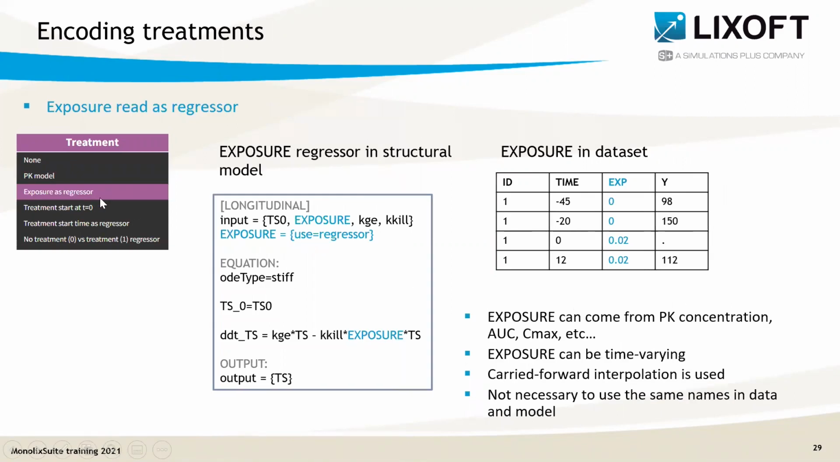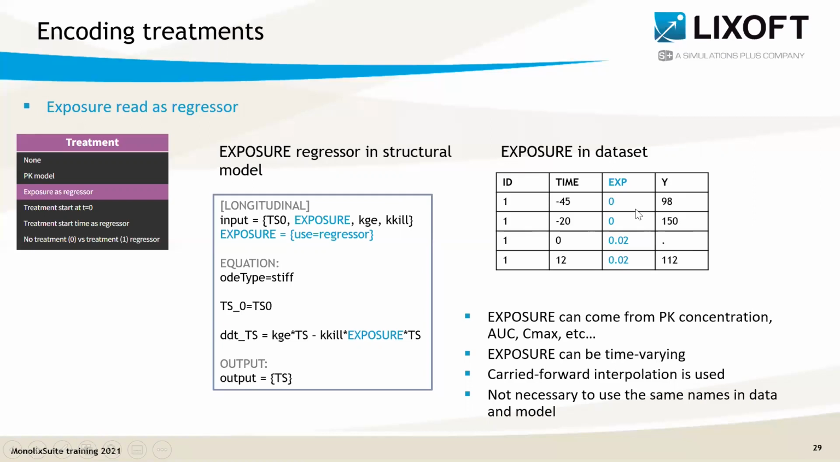And so when we want to use this kind of implementation, where we use an exposure metric from the data, this exposure metric can be read as a regressor from the data set. So like for TS0 before, it has to be defined in the model with this statement here. And then it has to be included in the data set as a new column. This exposure can come from PK concentration, or it can be the AUC or the Cmax or whatever metric that can be interesting to take into account the effect of the treatment on the tumor size. It can be constant or it can be time varying.